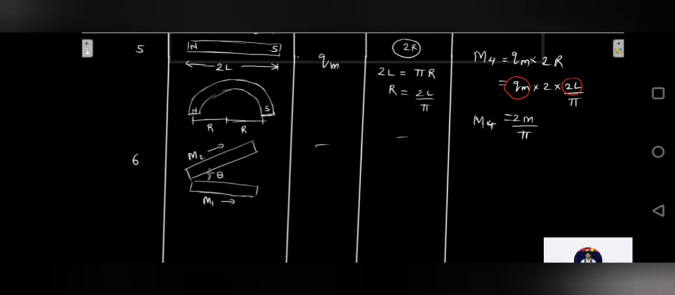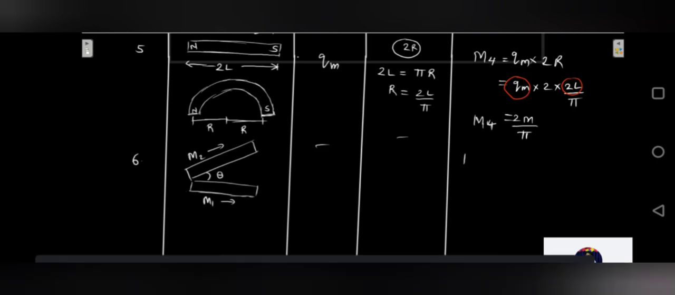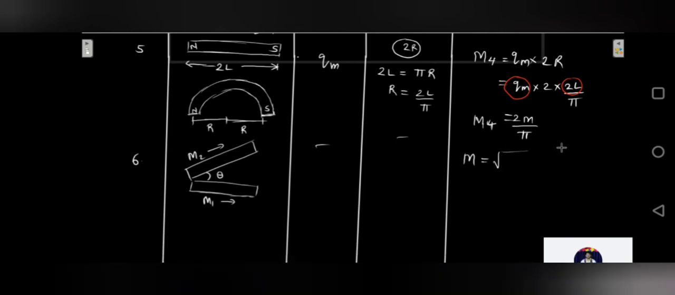And the resultant of these two magnetic moments, because magnetic moments are vectors, will be given by simple vector addition: root of m1 square plus m2 square plus 2 m1 m2 cos theta. Directly, the vector addition formula you have to use. Okay, that is going to give you the resultant of the two, which will be somewhere over here.